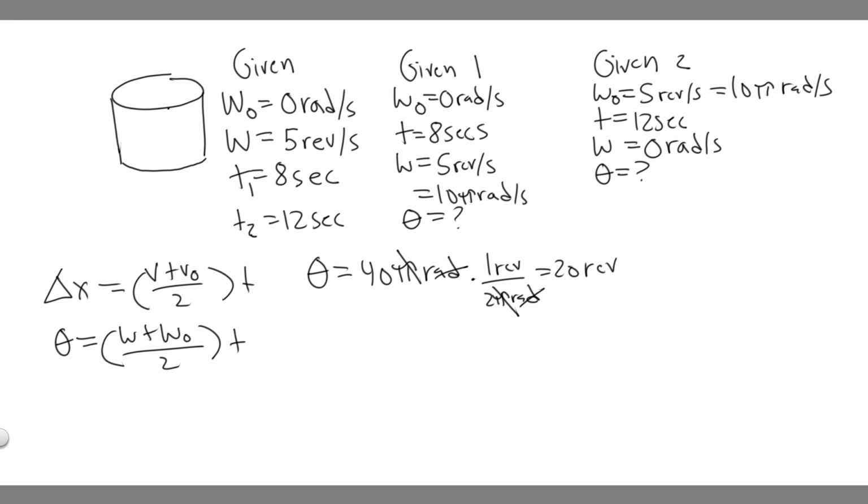I want to get it in revolutions first because that's what they want us to find. They want us to find how many revolutions we do throughout the entire interval. So if we know the first interval is 20 and we can find how much it turns in the second one, we just add them up. So this is 20 revolutions for the first interval.